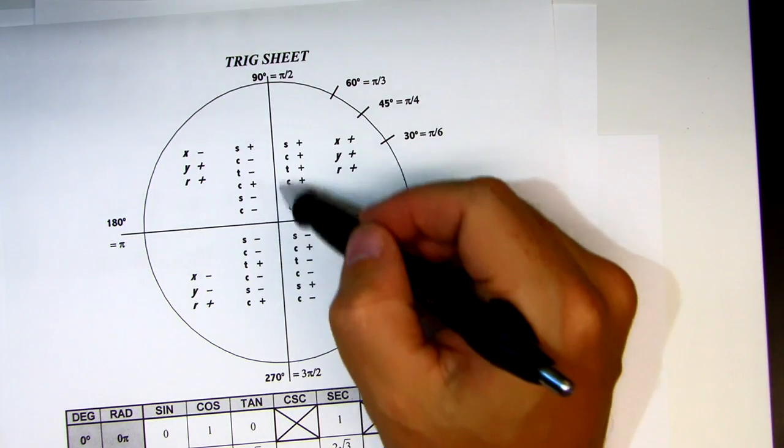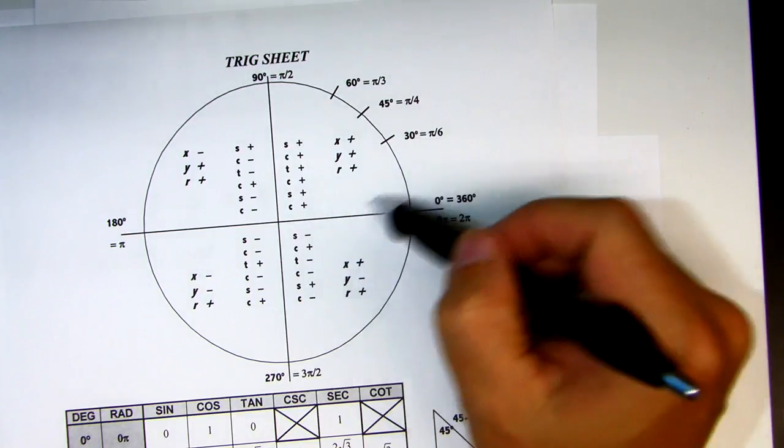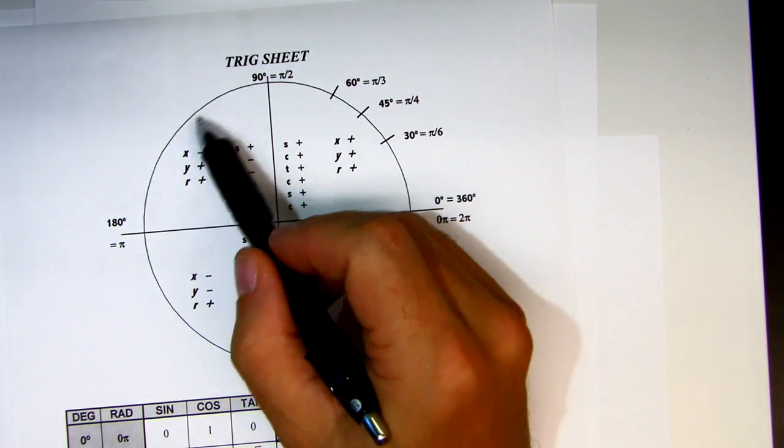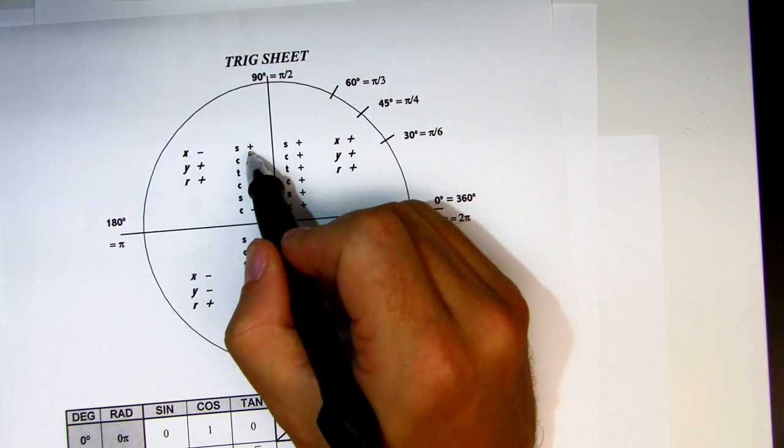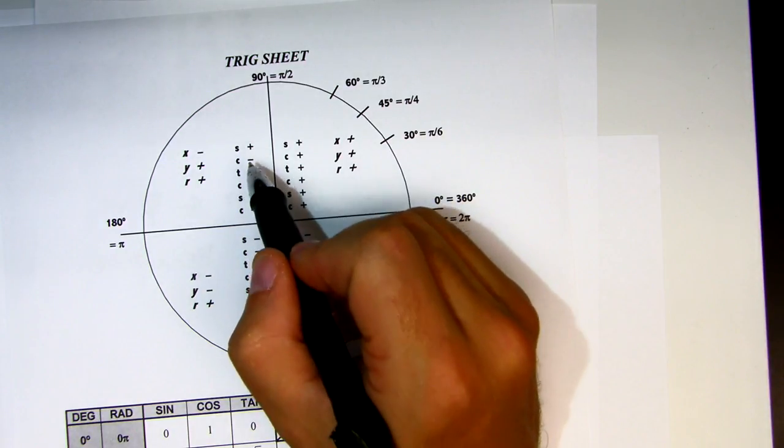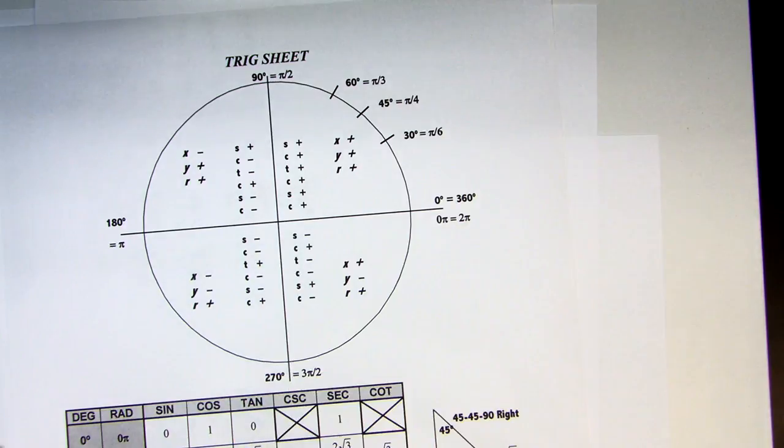I want to stress again that all the solutions that we have in this quadrant are exactly the same solutions in these quadrants, except they differ by the sign, either positive or negative. Okay? Let's try another one.